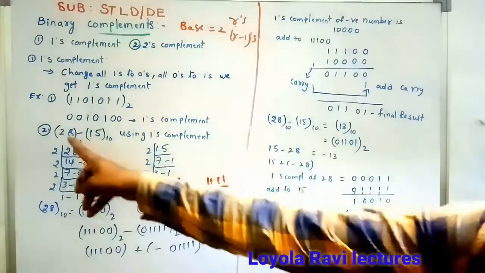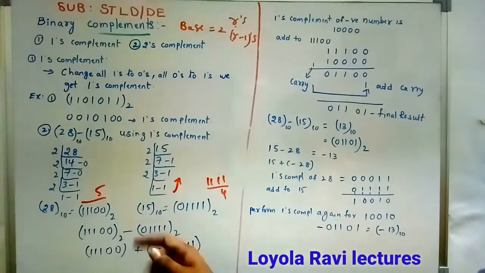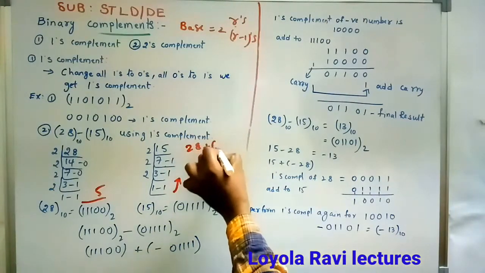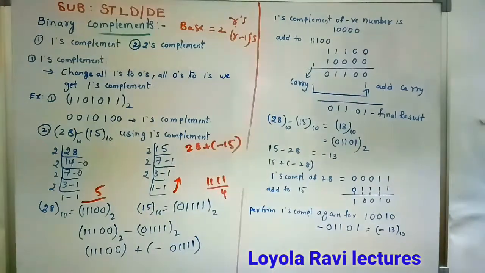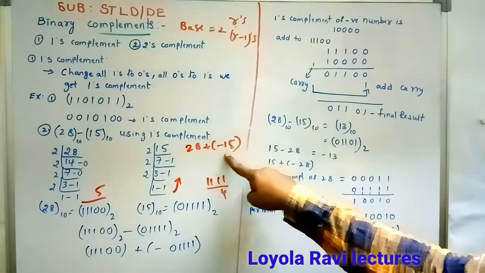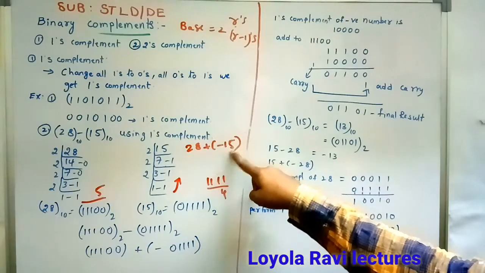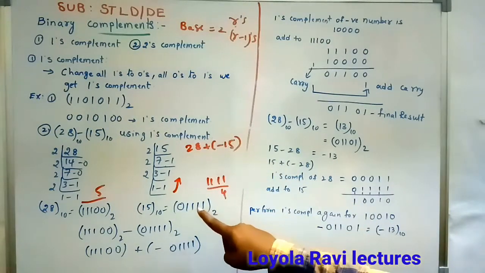Then what is the number 28 minus 15? Generally we are going to write it as 28 plus of minus 15. For your understanding I am writing it, actually no need. So here the negative number is 15. For that we have to find a complement. So 15 is 0, 1, 1, 1, 1. This is the negative number.